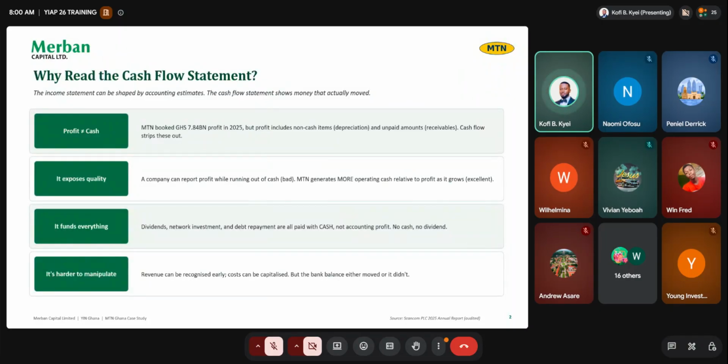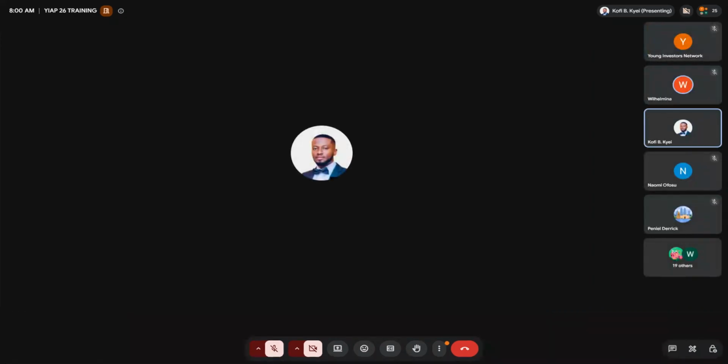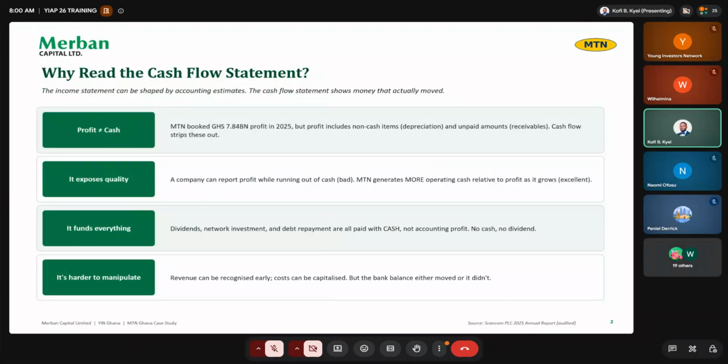So we mentioned that profit is just an opinion, cash is a fact. Profit is not the same as cash. MTN booked a profit of 7.8 billion, but not all of this represents cash. The cash statement exposes the quality of the business. It funds everything. It shows what is actually in the bank. It's very hard to manipulate. Whatever is in the bank represents the cash flow of the business.